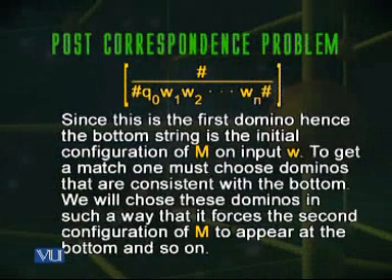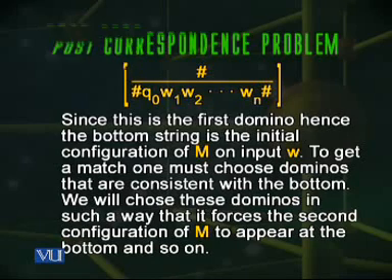Since the bottom string of the first domino is the initial configuration of M on W, to get a match, one must choose dominoes that are consistent with the bottom. We will add those dominoes to the collection in such a way that the second configuration of M will appear at the bottom if we are going to match the first configuration, and so on and so forth. Let's look at what dominoes we are going to add.